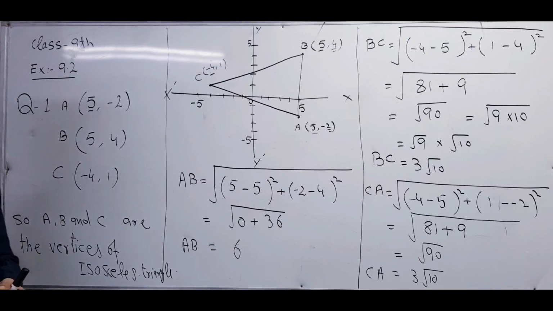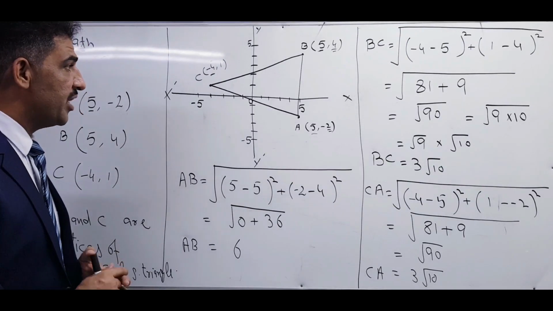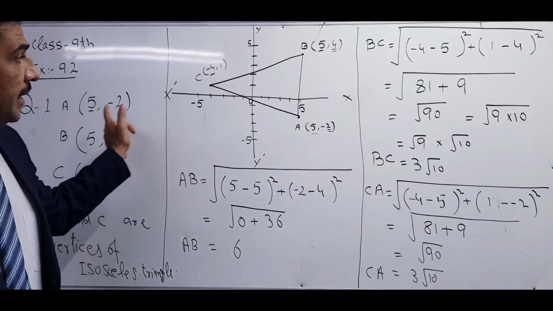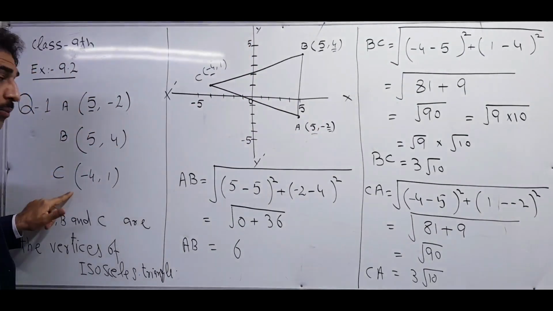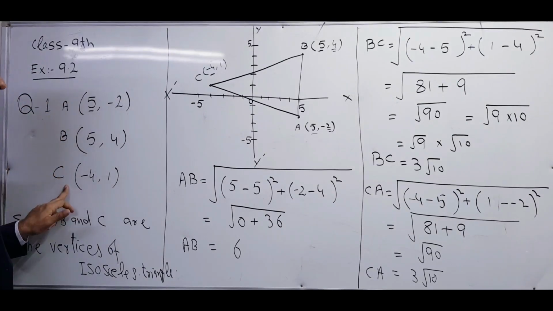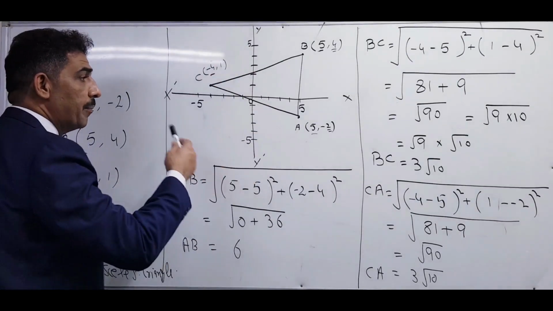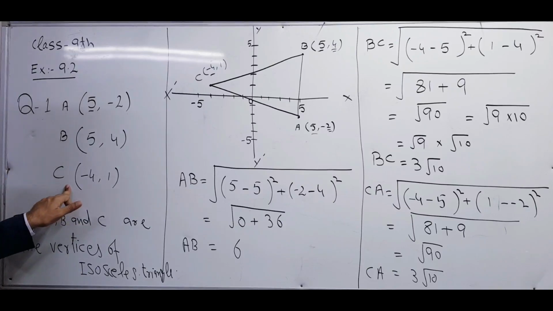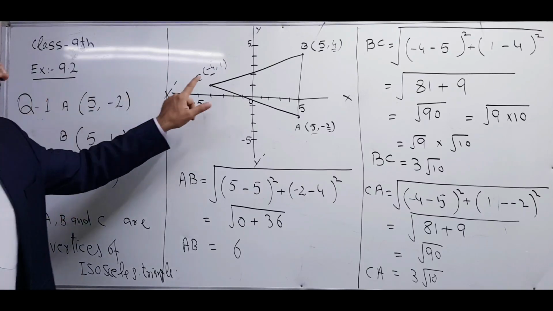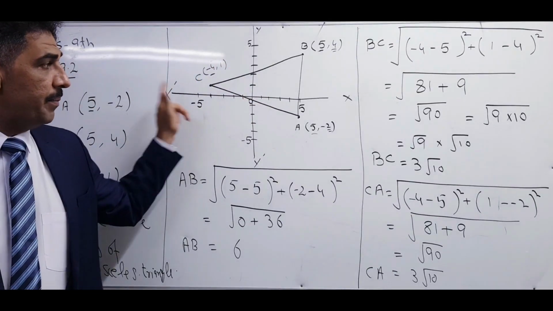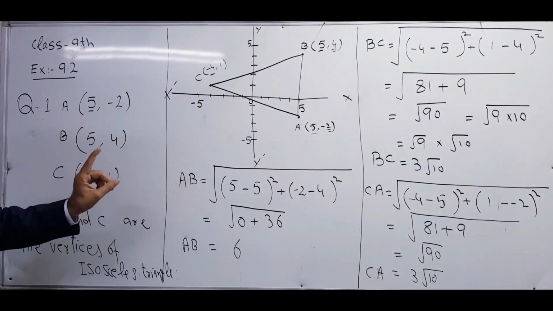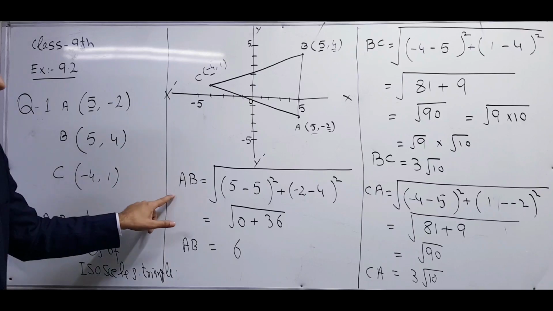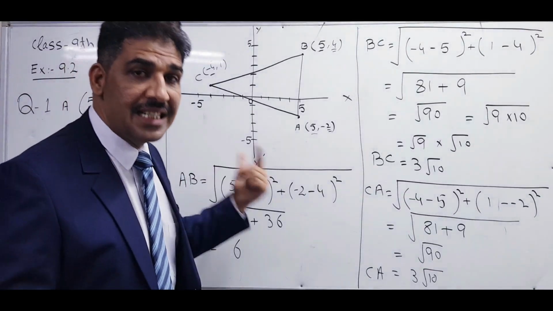The step of construction, or the step of the solution, is that first of all we have to make a rectangular coordinate system. With these points we will plot on the graph paper, because in exams you have graph paper, so you have to draw these points on the graph paper, joining the vertices A, B, C. After that we have to find out the lengths of AB, BC and CA.